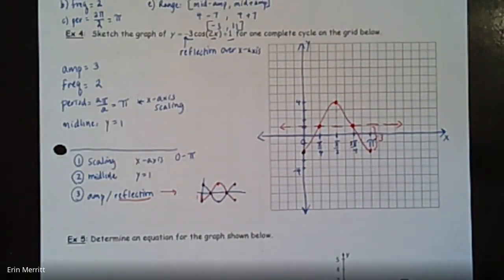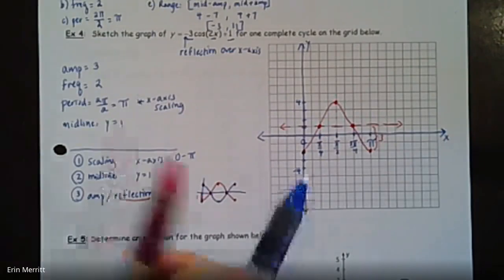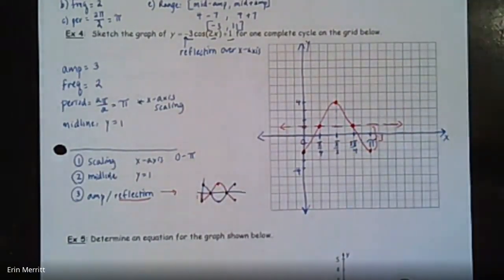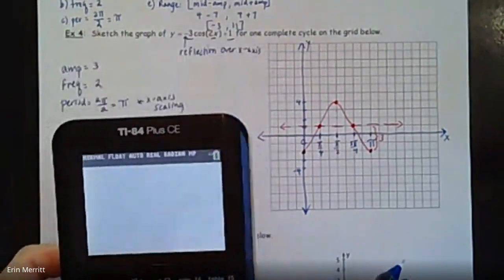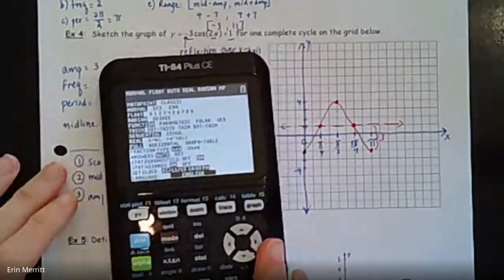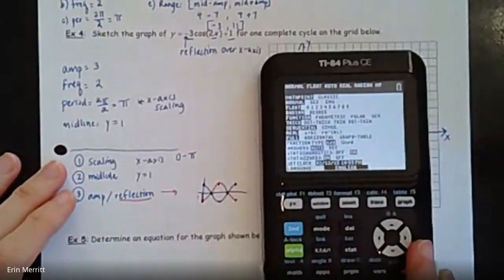If you want to do this on your calculator, a couple of things. You have to make sure that you're in radian mode, and you'd have to change the window to match your scaling. So let me just show you this one time so you can see what I mean. On my calculator, make sure that I'm in radian mode, which I am.